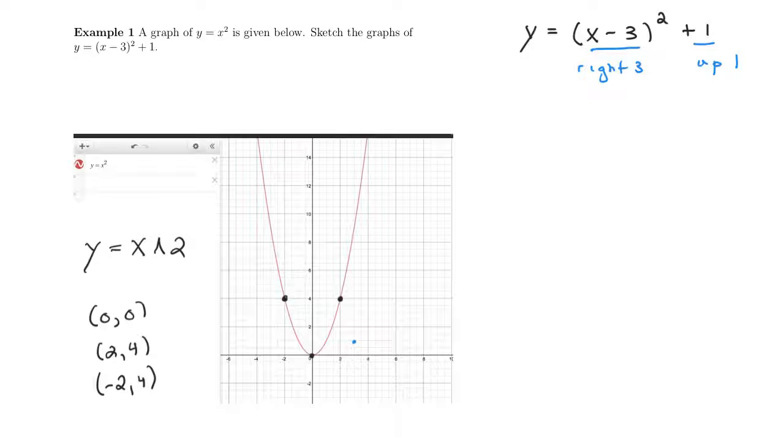Okay, I'll do that for the other points as well. So let's see. This was 2, 4. So I'm going to go 1, 2, 3, and up 1 to 5, 5. So I'll graph that. 5, 5. And the last point here, it's going to go 1, 2, 3, and up 1 to 1, 5.